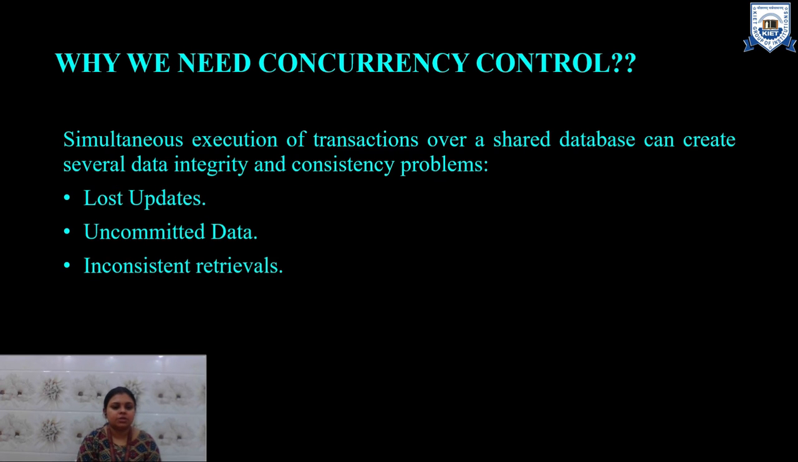Now, why is there a need for concurrency control? Simultaneous execution of transactions over a shared database can create several data integrity and consistency problems like lost update, uncommitted data and inconsistent retrievals. We are also aware that there are basic ACID properties that are very important during a transaction. A is atomicity, C is consistency, I is isolation and D is durability.